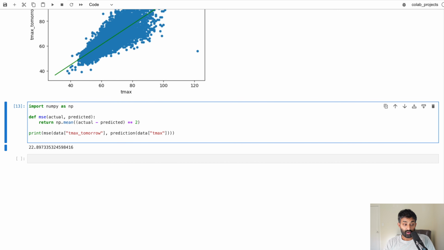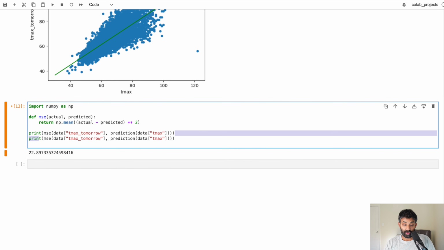So we can print this out also with slightly different weights and biases by passing the new weights and biases into our function.